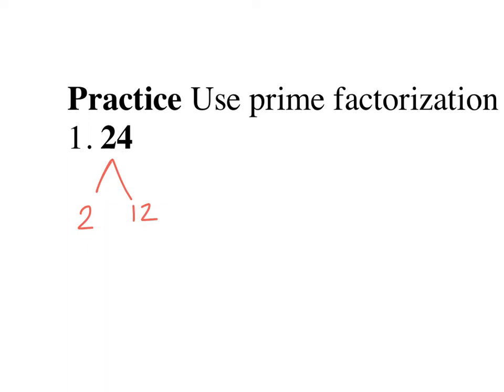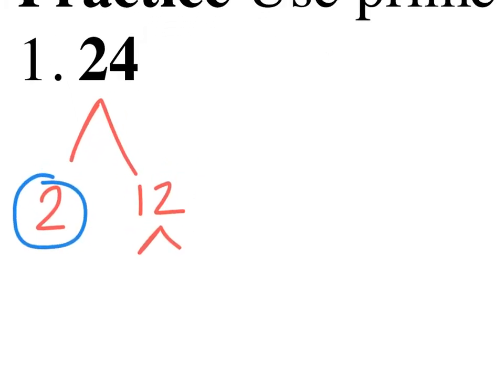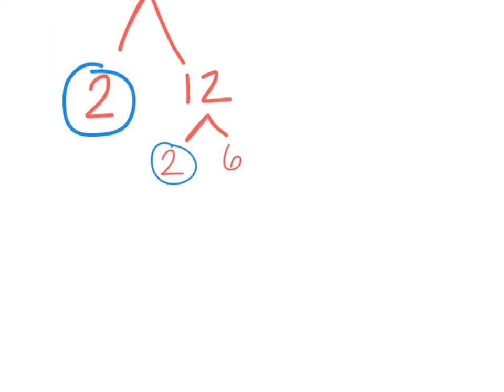exact same answer. I have to ask myself, can I break apart a 2 anymore? And the answer is no. I can only break it apart to 1 and 2. When you can only break it apart into 1 and itself, that means it's a prime number, so you circle it. I'm now going to break apart my 12 even further. I'm going to do 2 times 6. And again, I can't break apart my 2 anymore. And then I'm going to break apart my 6 into 2 and 3, and I can't break apart any more.